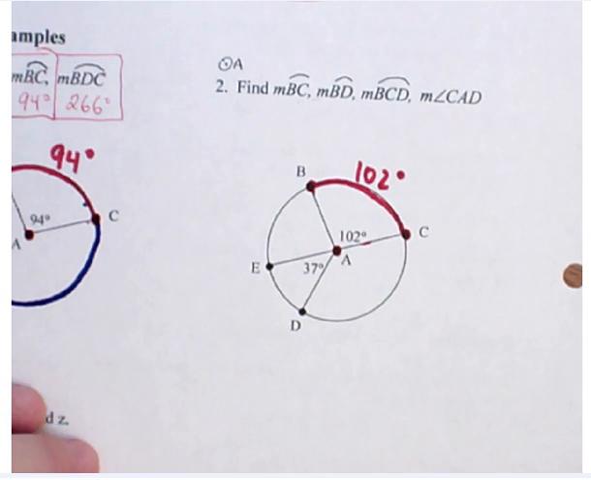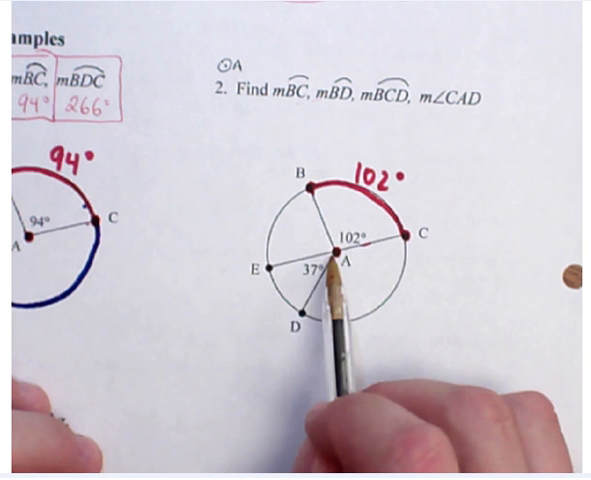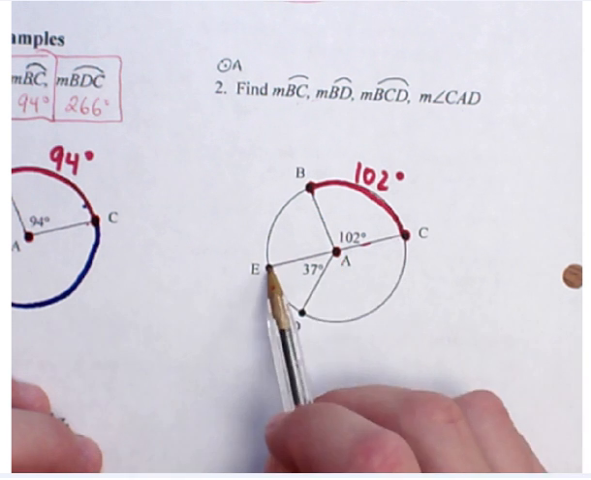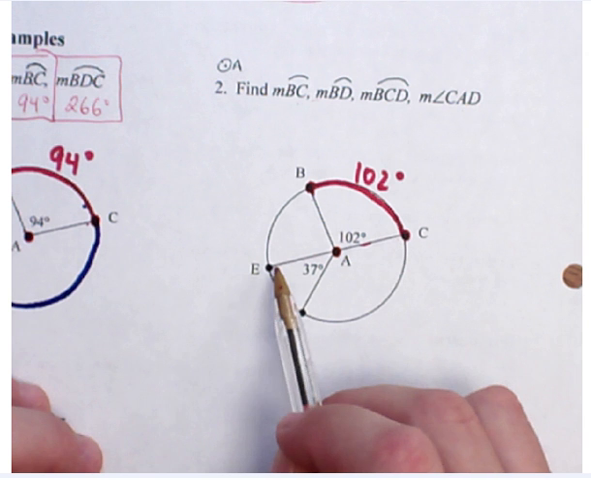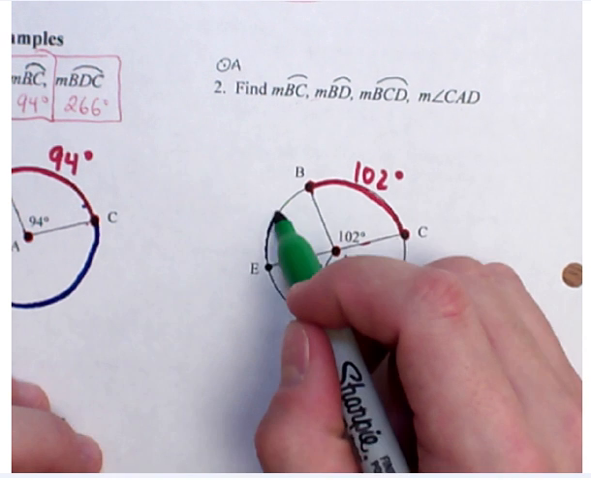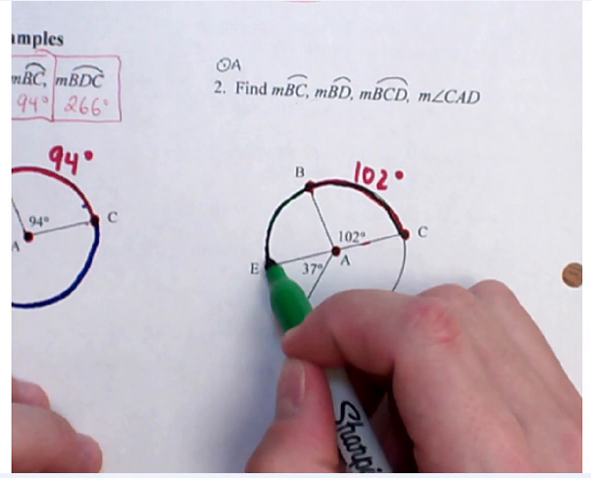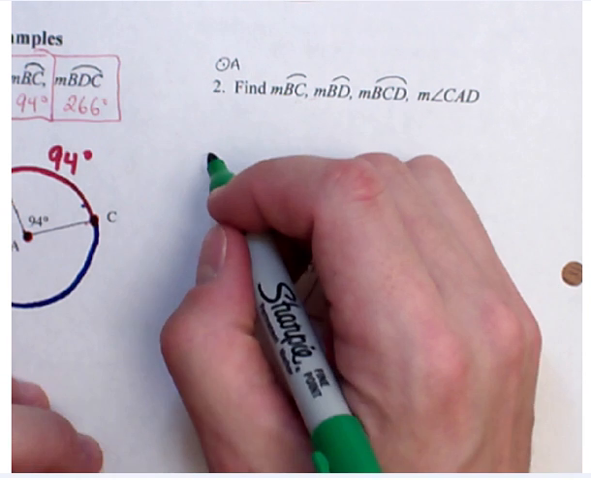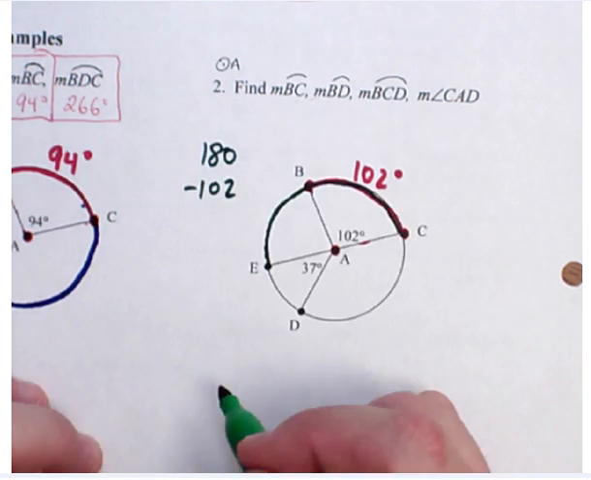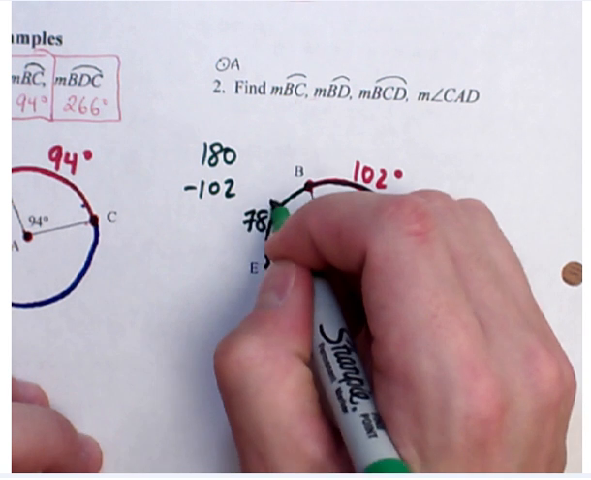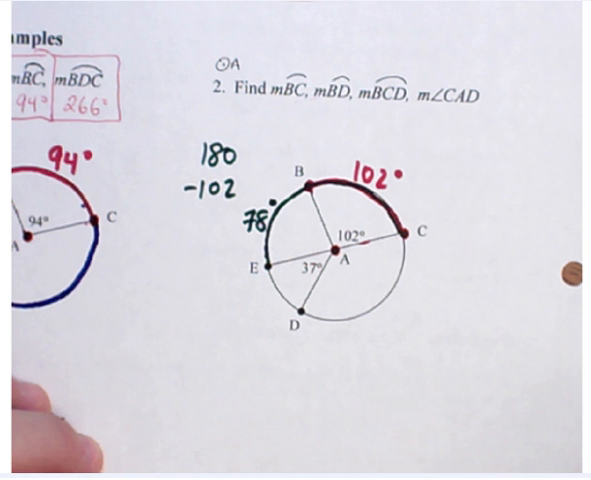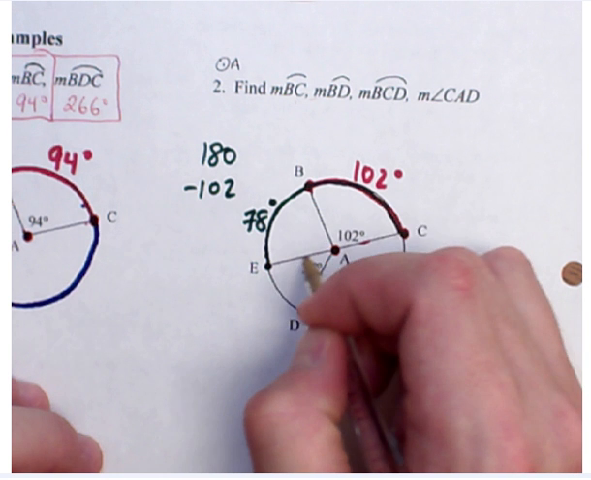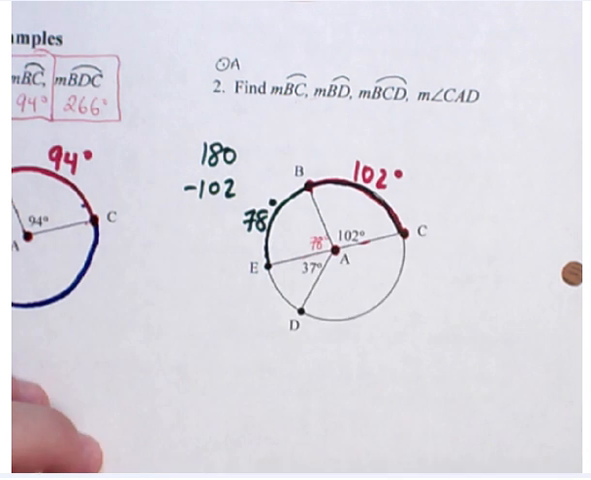Now one thing that you have to look for also, don't forget about things like diameters. EC is a diameter because it goes through the center and it has endpoints on the circle. And a diameter always creates a semicircle. And semicircles are 180 degrees. So if this is 102, to find arc BE, it's just 180 minus 102. And what we get is 78 degrees. Now what this also allows you to say, here's the arc measure, the central angle is here, it's the same, 78 degrees. That has to be true.